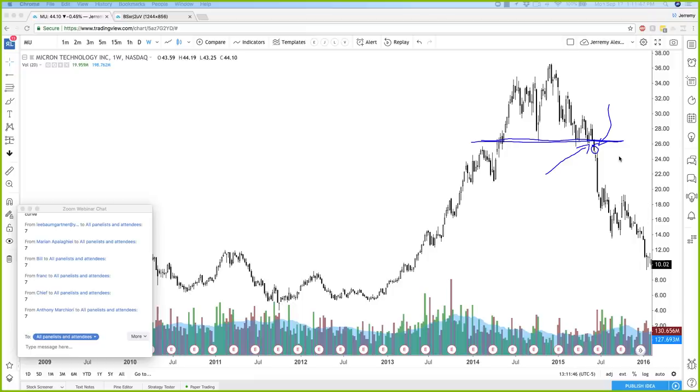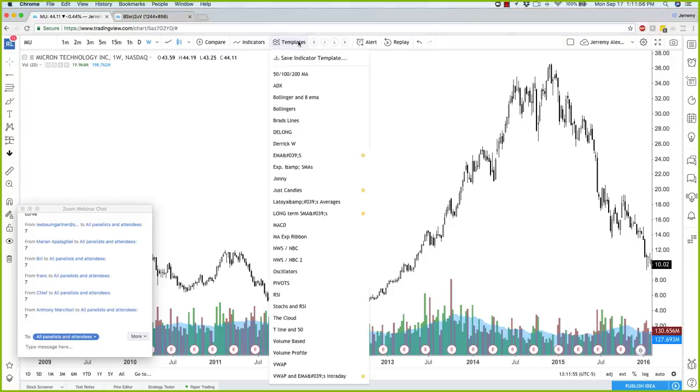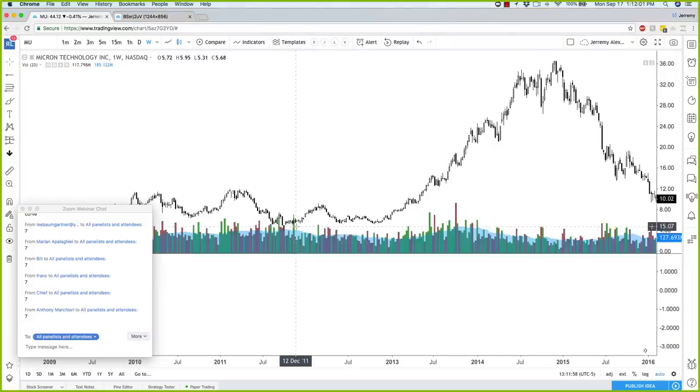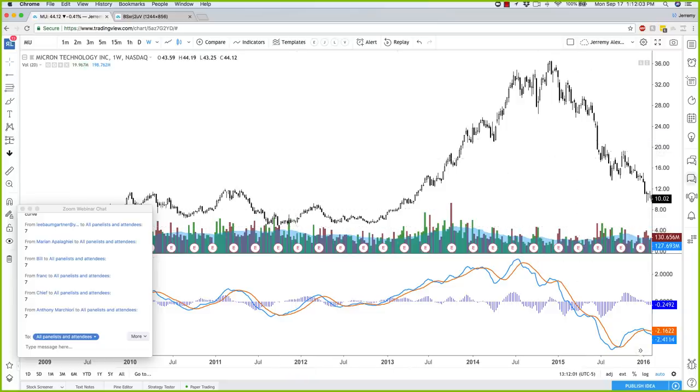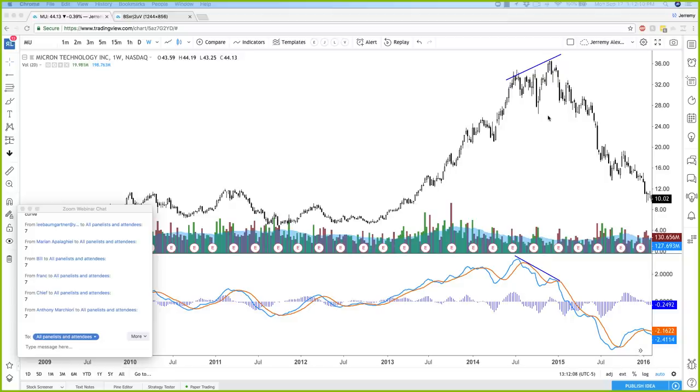And I'd love to tell you that you could have known for sure to get out there at 36. There's going to be a lot of signals it could have told you. I believe that there was a divergence up there at that point. So let me just pull up MACD. Yep, so you get a divergence right here. Very clear divergence at 36. So I'm not saying you shouldn't have bought up there, but what I am saying is if you did buy up there, you could at least protect yourself: covered calls, protective puts, stop losses.